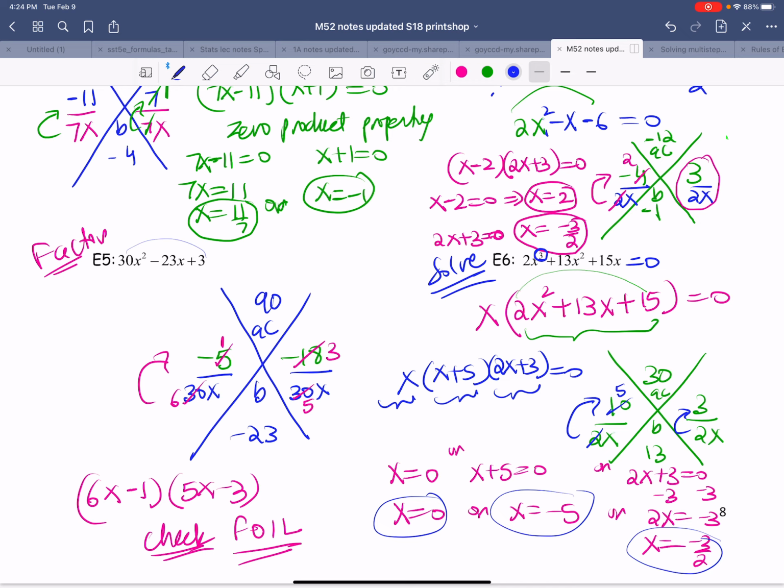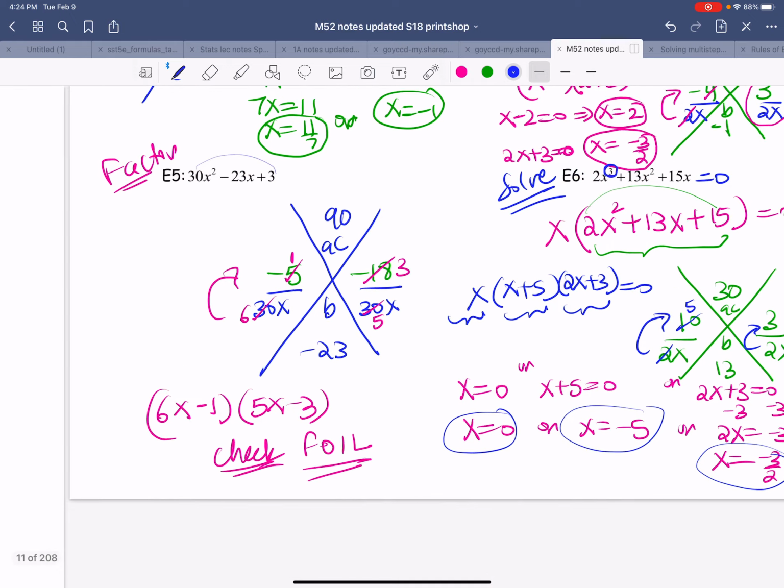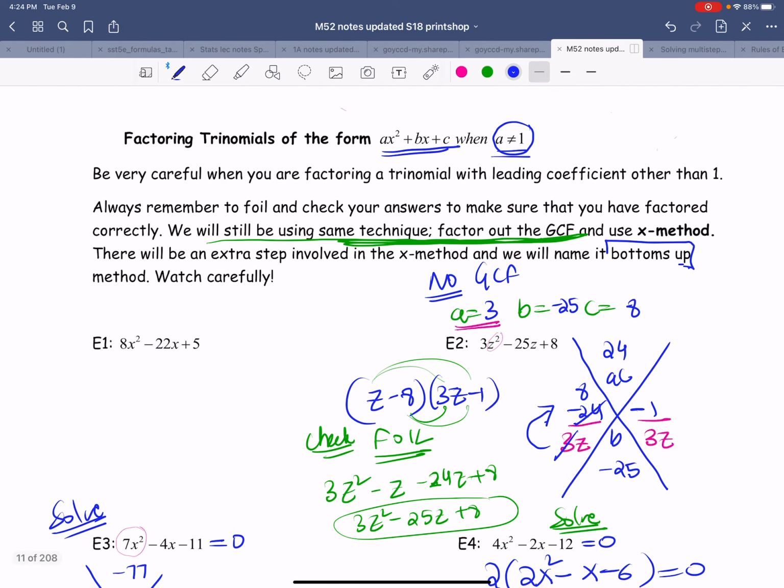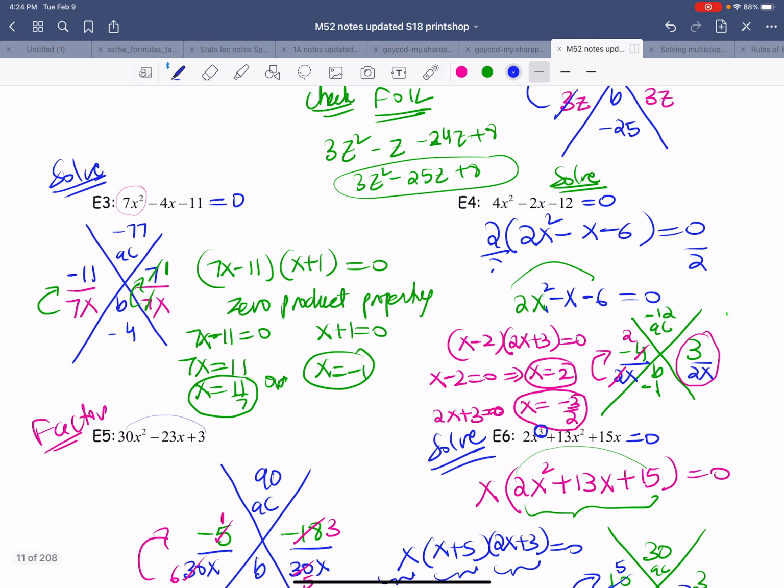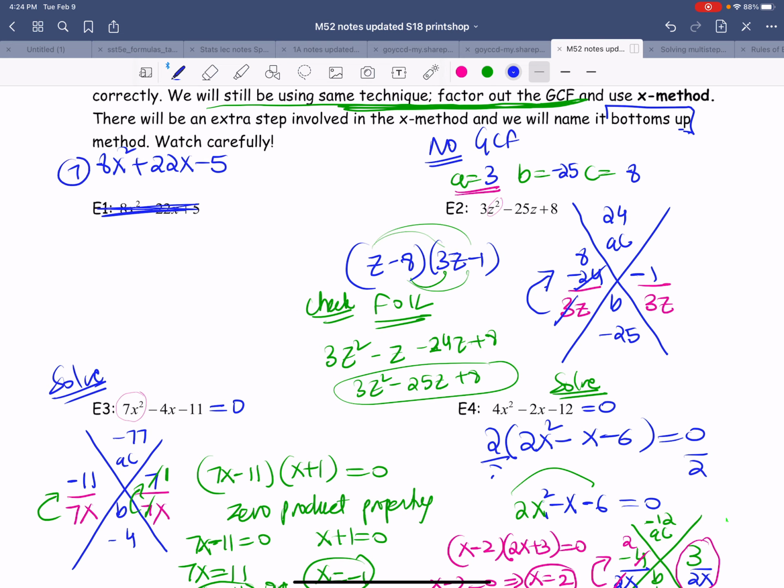Okay, there are also some polynomials that are prime, that are not factorable. Let me make one up that is prime. So I'm just going to come up with one, which is 8x squared plus 22x minus 5. I'm just making one up now, and I'm going to call it example number 7. And it says factor. So 8x squared plus 22x minus 5. Let's see if it is prime.